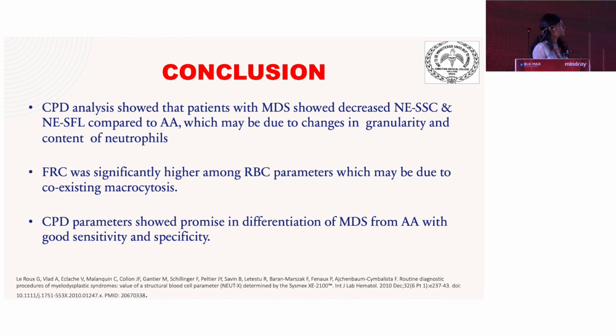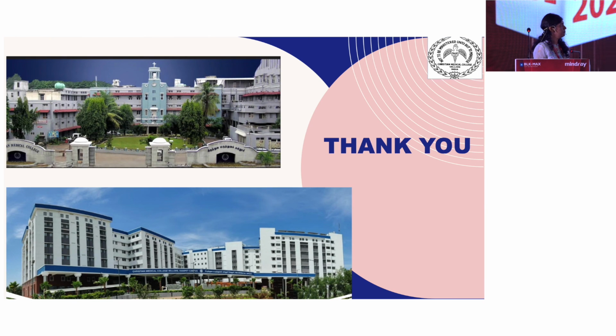So we concluded that cell population data analysis, that is decreased neutrophil side scatter and side fluorescence compared to aplastic anemia, can differentiate in the cell counter itself, which may be due to hypogranularity of the neutrophils. FRC was significantly higher, which may be due to coexisting macrocytosis. So cell population data parameters showed promise in differentiating myelodysplastic syndrome from aplastic anemia with good sensitivity and specificity. Thank you.